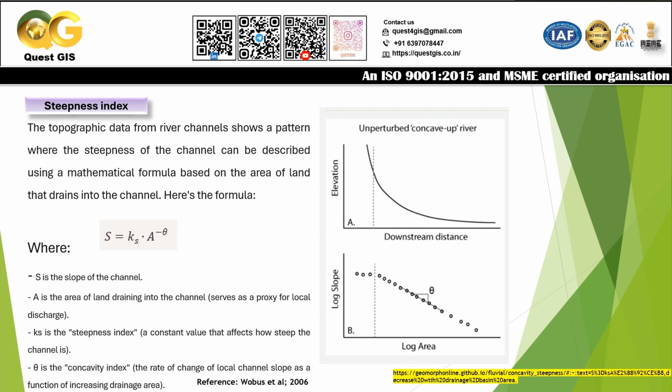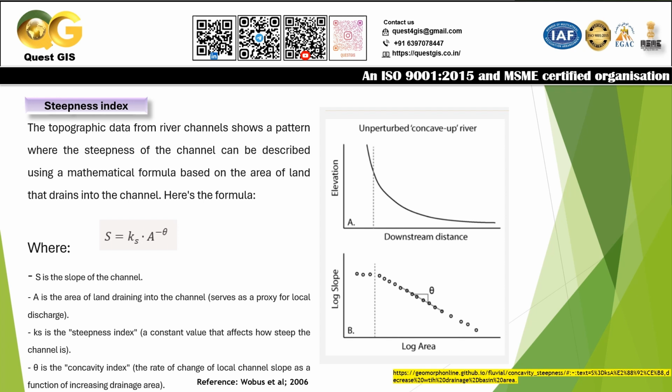Basically these two parameters are related by this mathematical formula where S is the slope of the channel and A is the area of land draining into the channel. This area serves as a proxy for local discharge. Ks is the steepness index, a constant value that affects how steep the channel is. And theta is the concavity index. What is concavity? It is the rate of change of local channel slope as a function of increasing drainage area. I hope these parameters are clear.